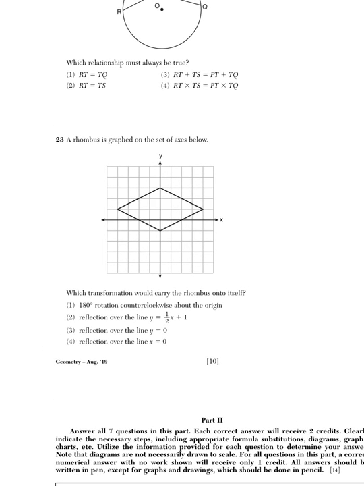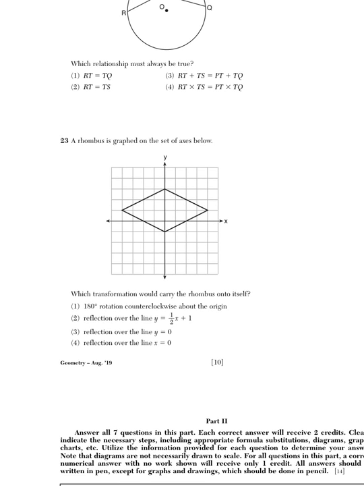Taking a look at number 23, they're referring to a rhombus, and they want to know what transformation would carry the rhombus onto itself. This is more of a question about the line x equals 0. Let's see if you know where the line x equals 0 is. Hopefully, you said that that is the equation of the y-axis. So if you reflect the left part over and reflect the right part over the y-axis, it's going to map onto itself on both sides. So that would be your answer, choice 4.